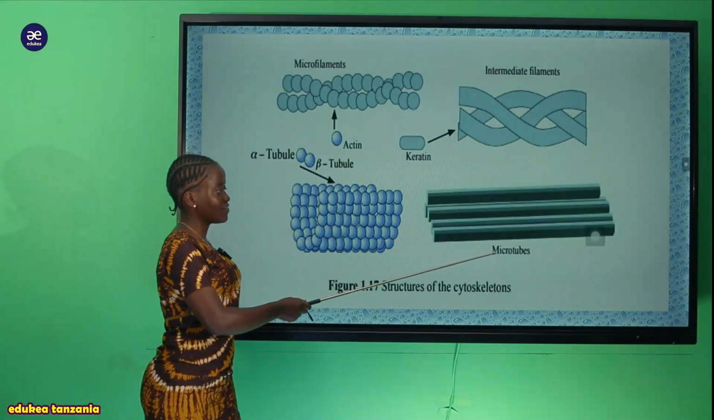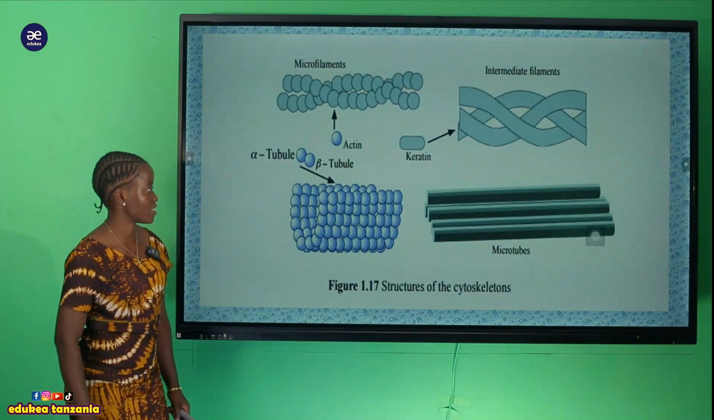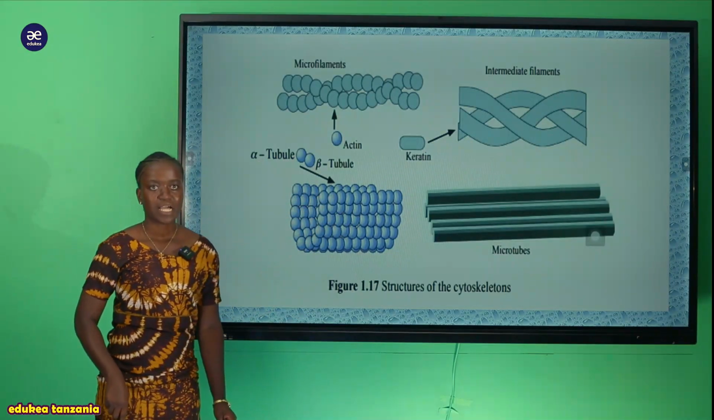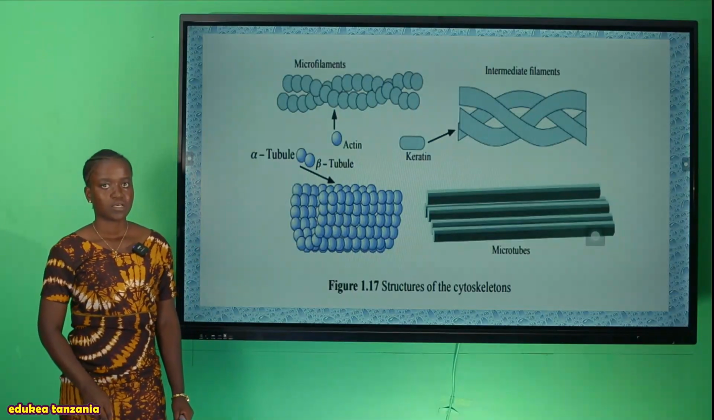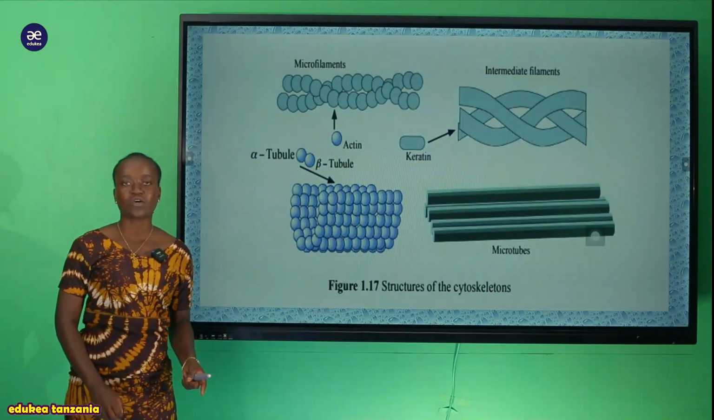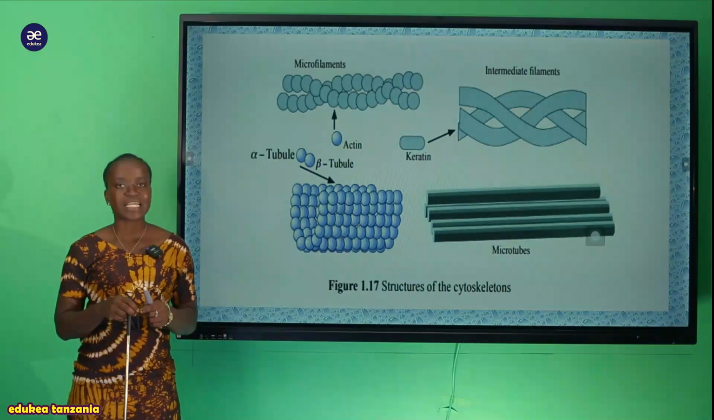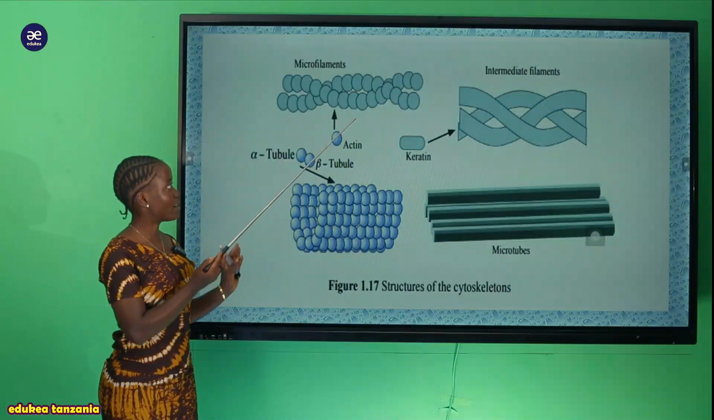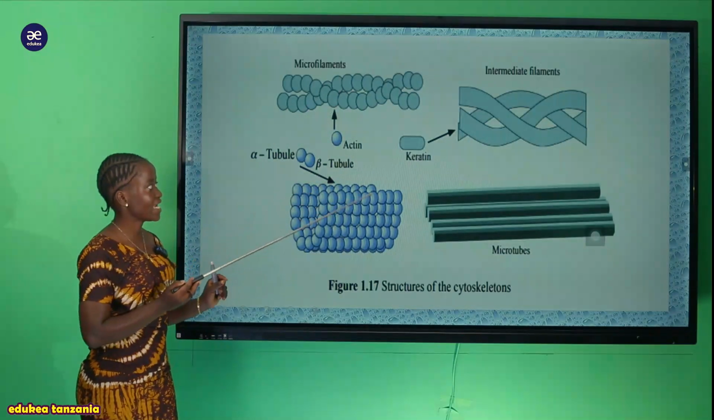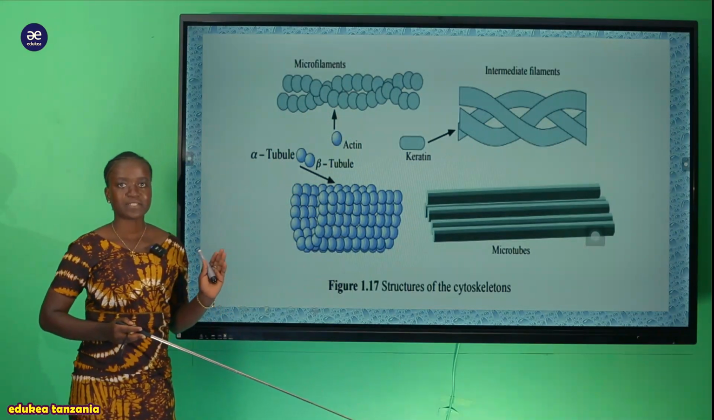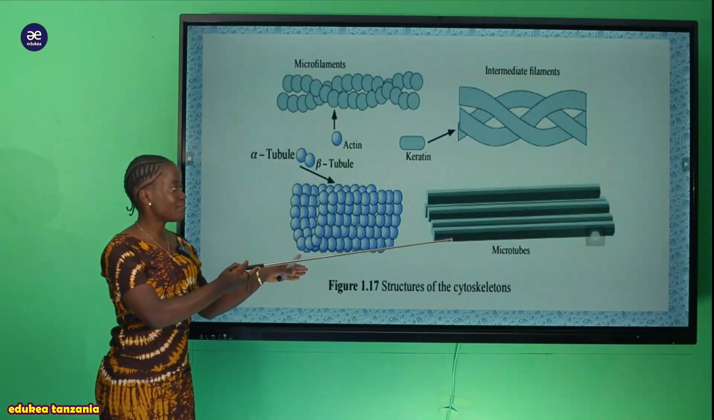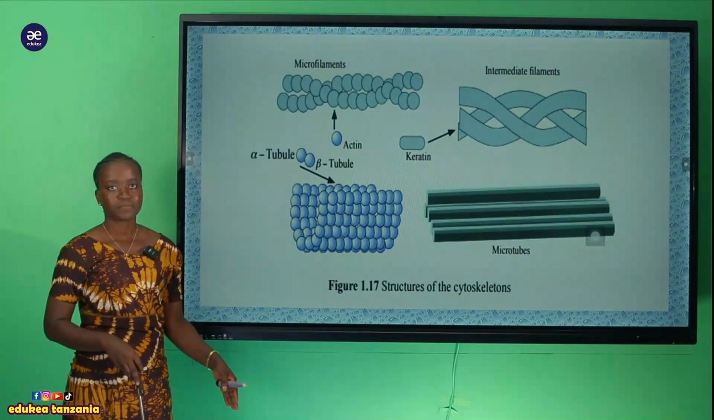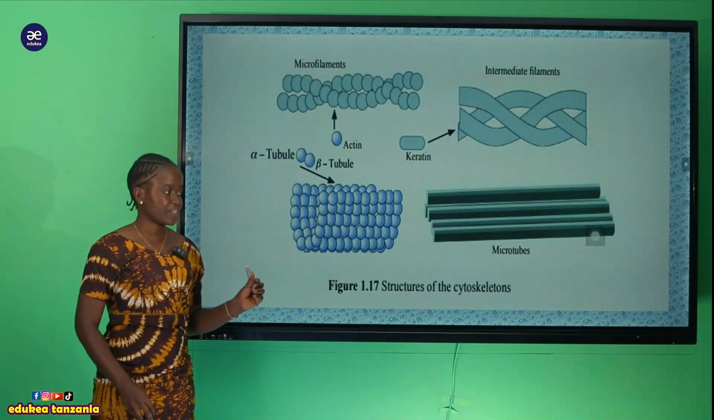But also we have the last, that is the microtubules. As you can see here, the microtubules are made of the alpha tubules together with the beta tubules. So they differ just because of the content that makes them. For example, here we have seen that inside this microfilament there is actin, but the intermediate filament is made of keratin. But when we come to look at microtubules, inside there are alpha together with beta tubules. So now let's discuss one after another.